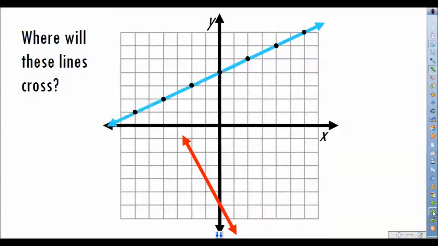Let's do the same thing for the red line. And there's our intersection point. And that intersection point's at -4, 2.